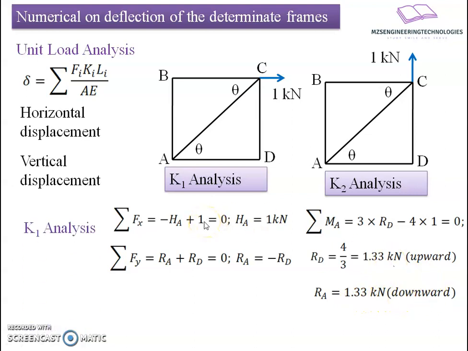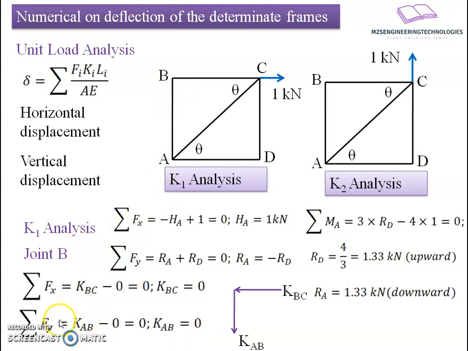I will move with a joint by joint analysis for the K1. Here I will start with joint B because two unknowns are there and there are no external forces. The summation of force in the x direction will yield the value of member forces. I will represent the member forces as K because I am considering a unit load, and coefficients. I consider KBC equals 0, and summation of Fy, KAB minus 0, gives KAB equals 0.